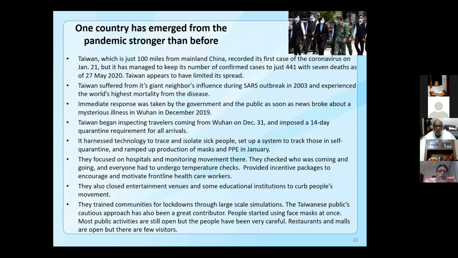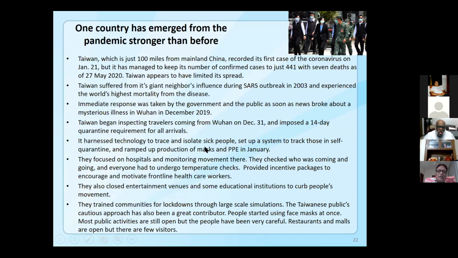Taiwan is another good example. Remember, it's just 100 miles away from mainland China. But they have managed to keep their numbers confirmed to just 441 with 7 deaths as of 27 May. Taiwan appears to have limited its spread. One of the reasons is they learned their lessons from the SARS outbreak, and they began inspecting travelers coming from Wuhan. On 31st December itself, they imposed a 14-day quarantine requirement for all arrivals.